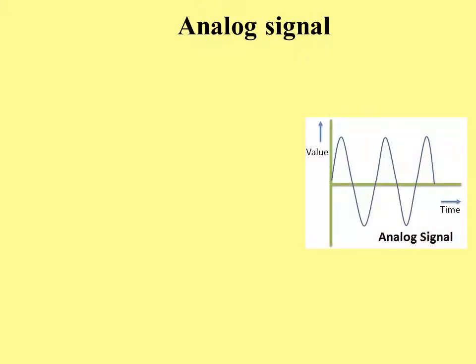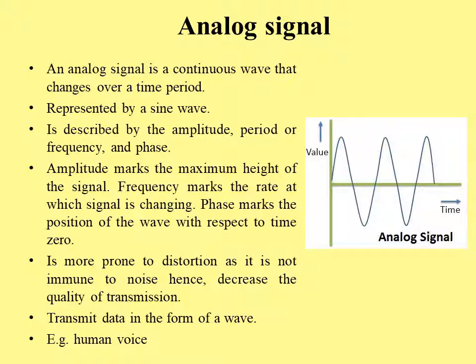First of all, analog signal. So this is a basic representation of an analog signal. An analog signal is a continuous wave that changes over a time period, as seen in the figure. It is represented by a sine wave.